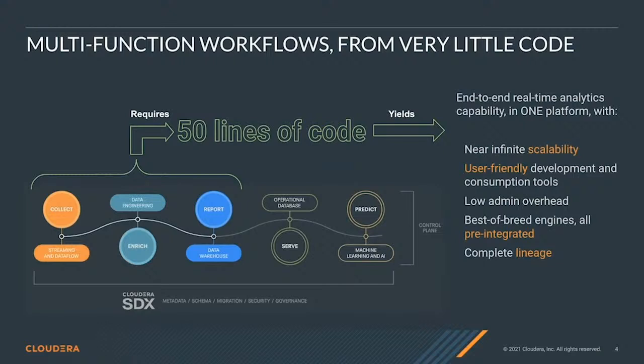And the reason why we're able to build such powerful applications with such little code is we not only have really intelligent engines, but intelligent integrations between the engines. A great example of this is with NiFi and Kudu. These are two Apache projects that we ship within our platform.